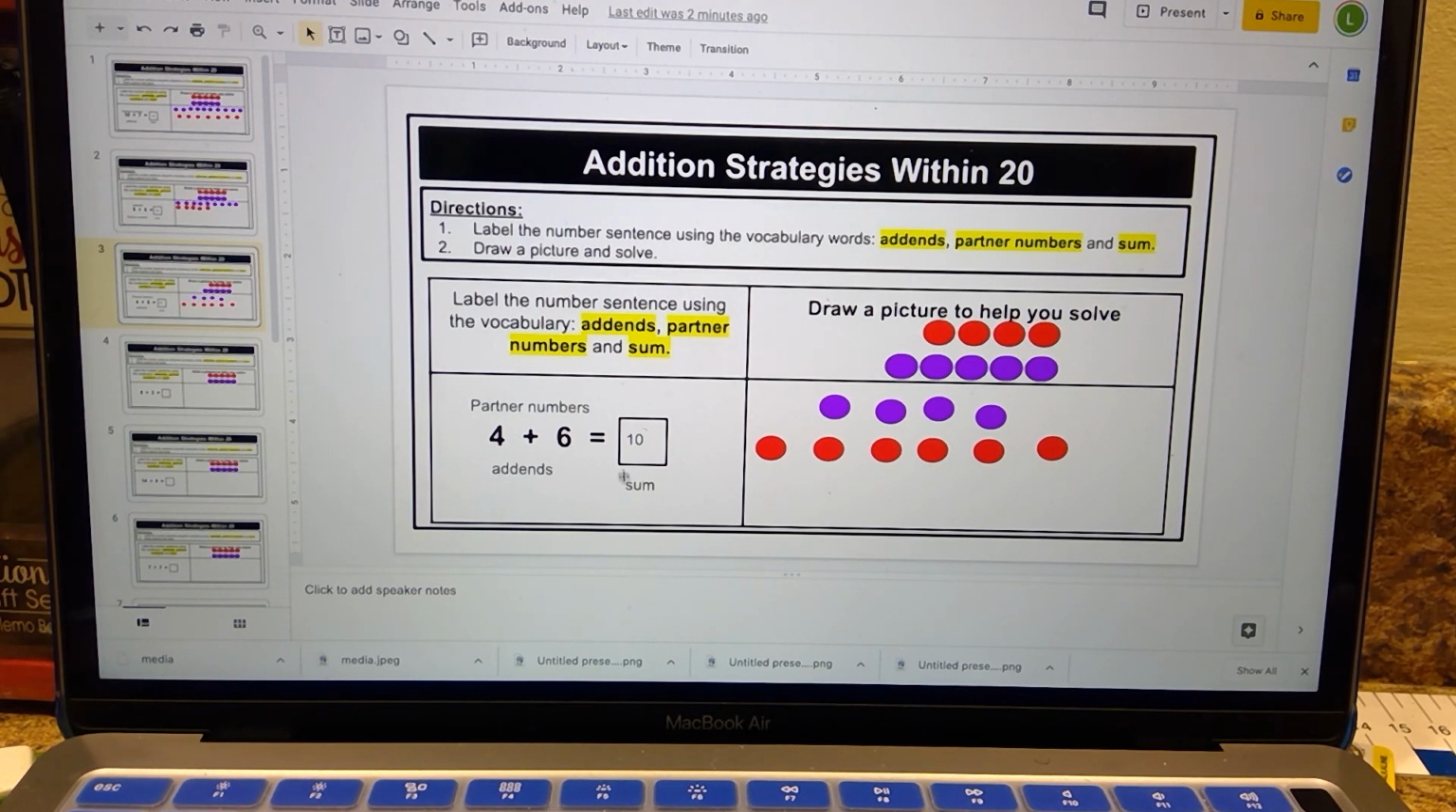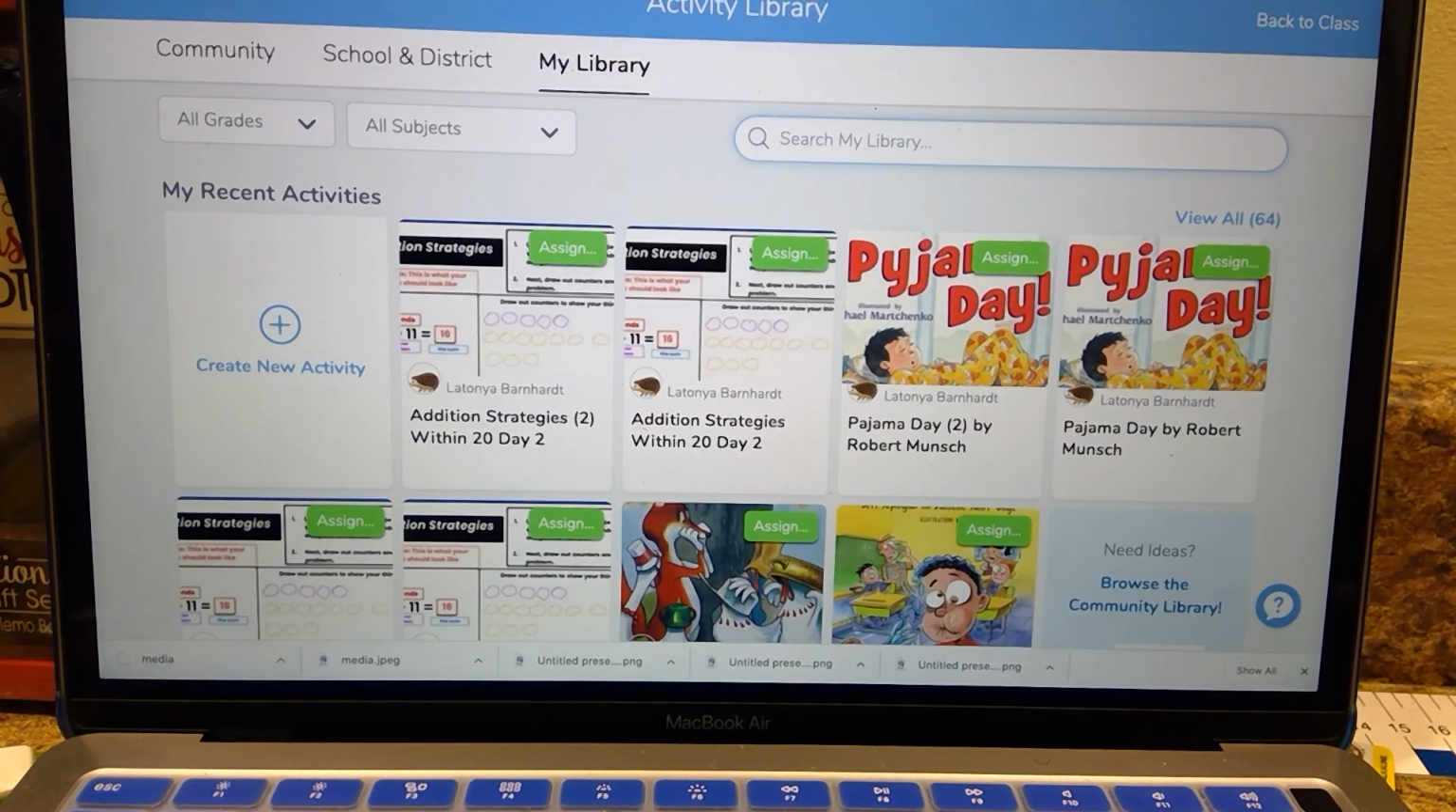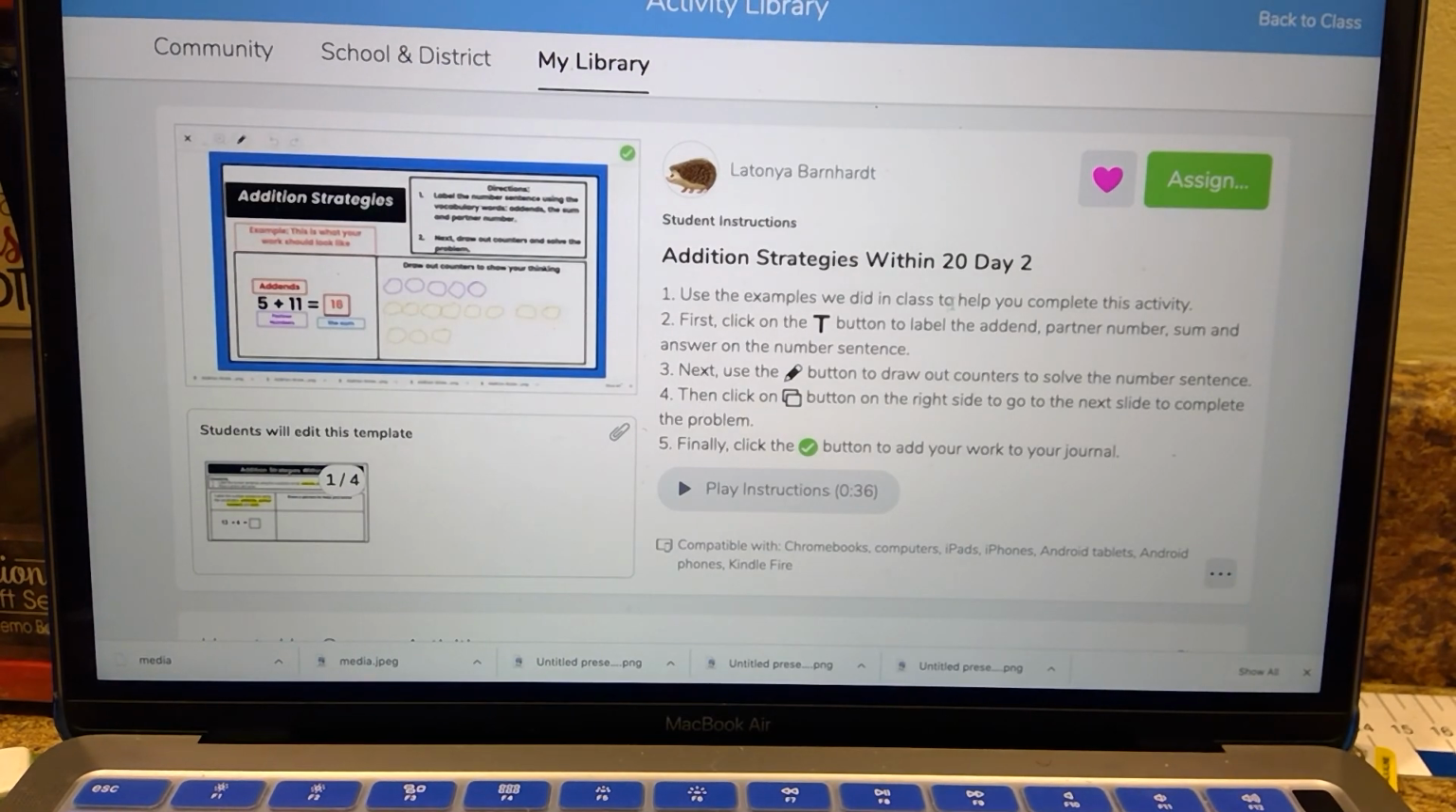Now for classwork, you're going to go into your Clever account, and of course, you're going to go to Seesaw. And we're going to do the same exact thing we did in class today, okay? You're going to click on Addition Strategies. Well, it will be in your activities, but you'll click on Addition Strategies that look like this. And notice it has the same example from yesterday because some of us didn't use that example. So we show where the addend was, we show where the partner number was, and we show where the sum is at.